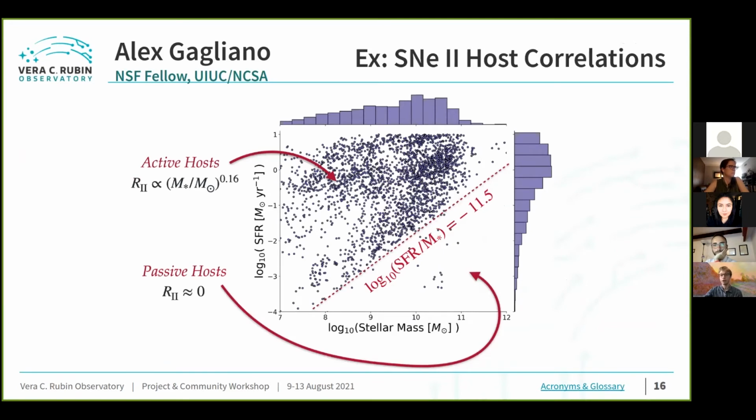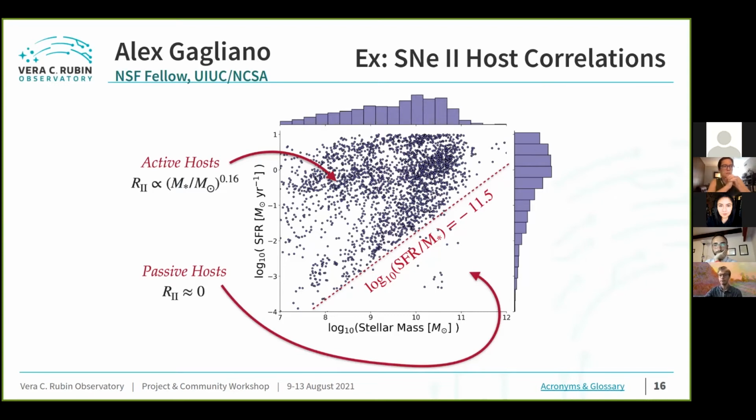After simulating transient events using the code SNANA, we weight the properties of host galaxies they get matched to using relationships derived from previous studies. So this type 2 supernova rate model is taken from Vincenzi et al. 2020, with more events in more massive hosts, as you might expect.